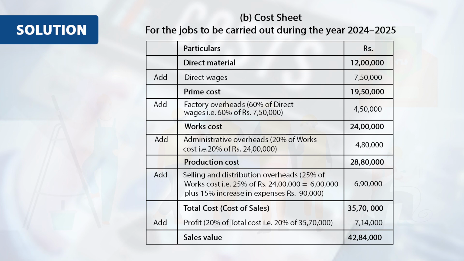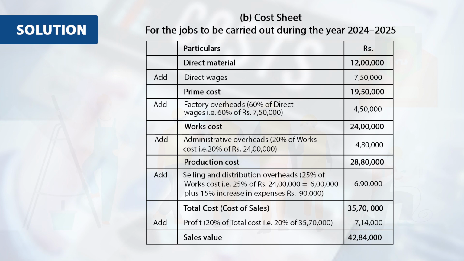In prime cost add factory overhead which is 60% of direct wages, that is 60% of rupees 7,50,000, amount is 4,50,000, giving works cost of rupees 24 lakh. In works cost add administrative overhead which is 20% of works cost, that is 20% of rupees 24 lakh, amount is rupees 4,80,000. Adding that we will arrive at production cost, that is rupees 28,80,000.